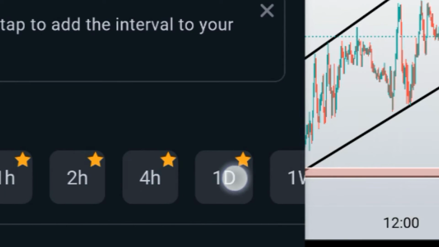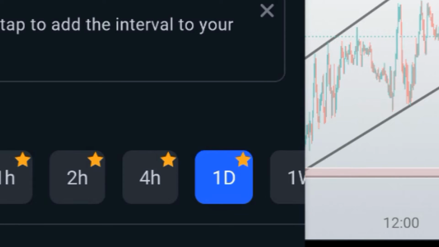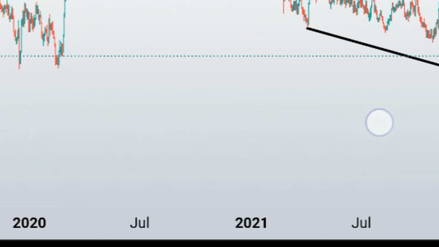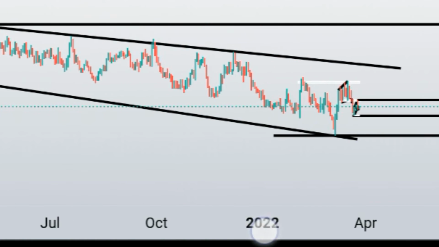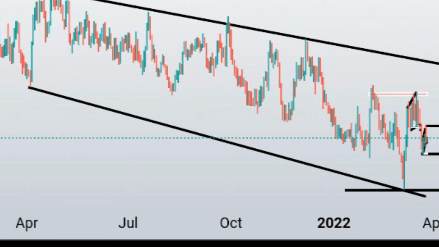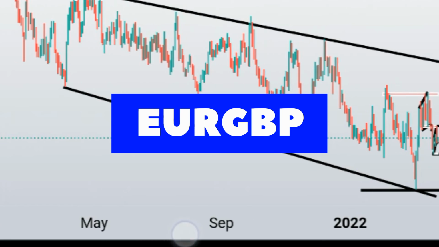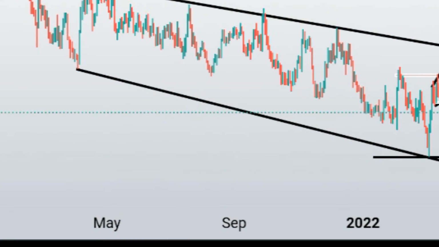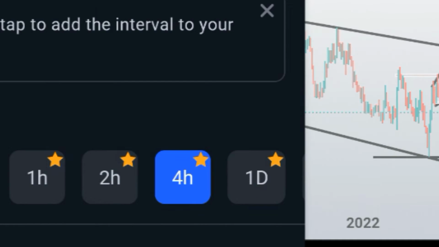Let's start from the daily time frame, going down to a smaller time frame. On Euro GBP, I have a descending channel. With a descending channel, I'll be looking for selling opportunities because the market is bearish. So I'm going with the trend, not against the trend. So let's go down to the 4-hour time frame.